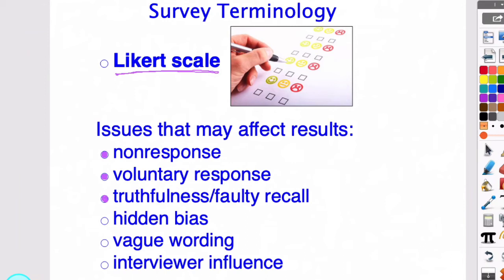Maybe the respondents are trying to answer untruthfully, or maybe they just don't remember correctly. Hidden bias might be hidden in the question or the way that you ask the question. Vague wording is just when you're not specific enough. If the respondent doesn't know exactly what you're asking for, their result might not give you what you were looking for. Interviewer influence. Sometimes you just want to make the person happy that's doing the survey.